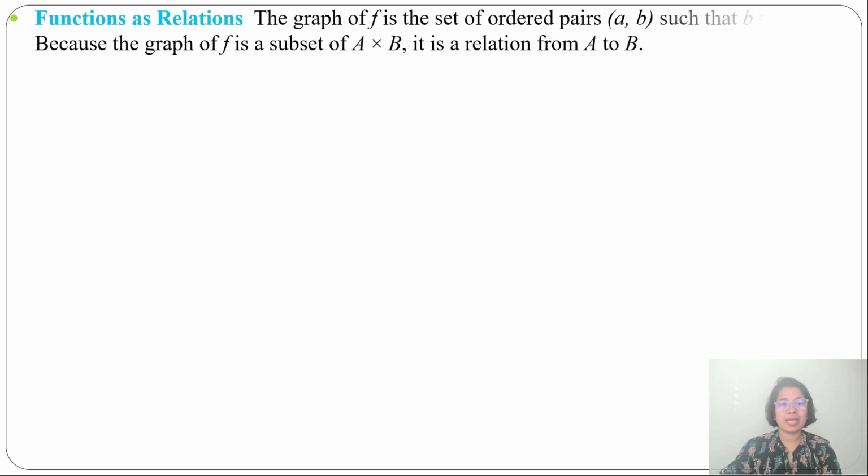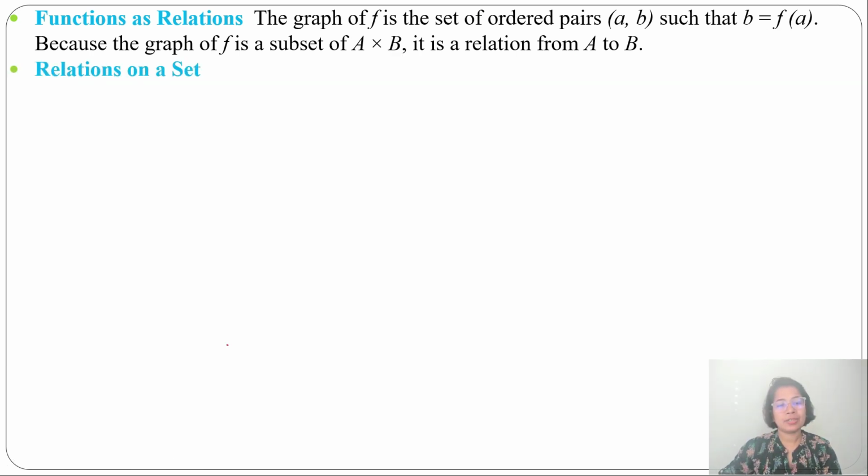Function as a relation: the graph of f is the set of ordered pairs (a,b) such that b equals f of a, because the graph of f is a subset of A Cartesian product B. It is a relation from A to B. So for a function, we can also make a graph, and a function is also a subset of the Cartesian product, as a relation is a subset of the Cartesian product. So we can say every function is a relation but every relation is not a function.